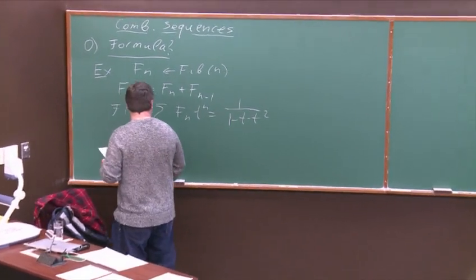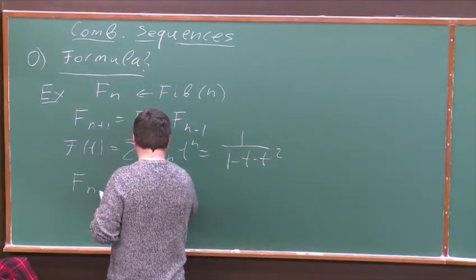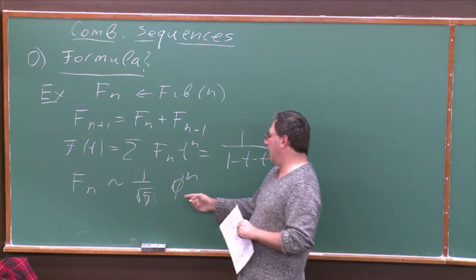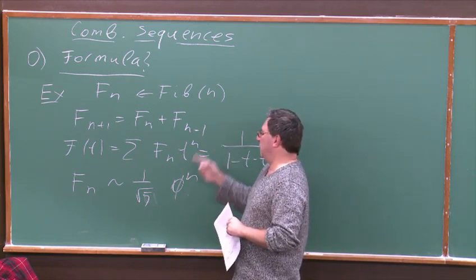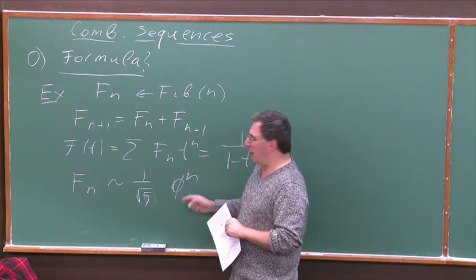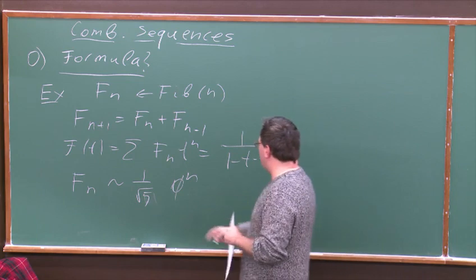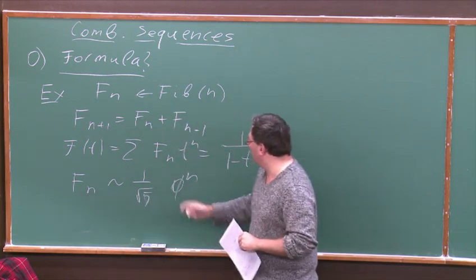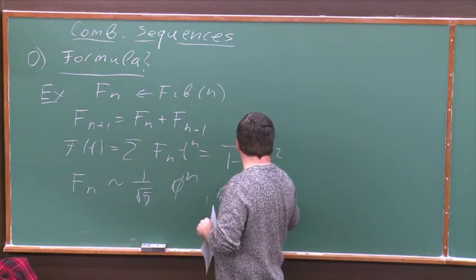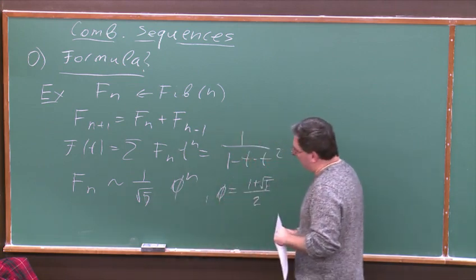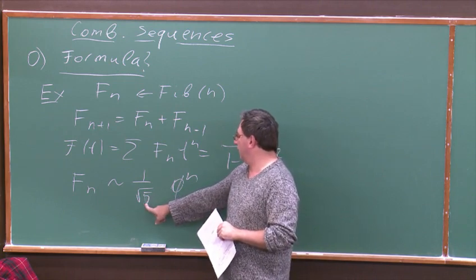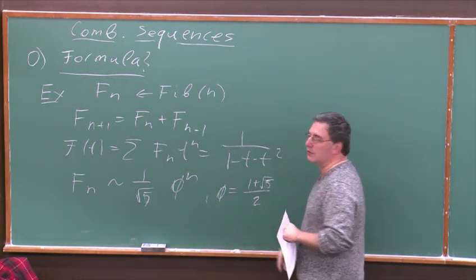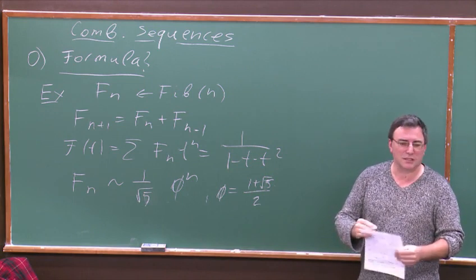Another type of formula that you can get is 1 over square root of 5 times phi to the n, and that's a different kind of formula. That's an asymptotic formula, and you can't really say that this formula is better than that, or the other way around. Even though it looks very nice, and in fact F_n is the nearest integer to this, where phi is the golden ratio, one can think that this actually helps you to calculate Fibonacci numbers, but it doesn't, because you need to understand the golden ratio with very high precision. So if you start doing numerics, it doesn't really work.